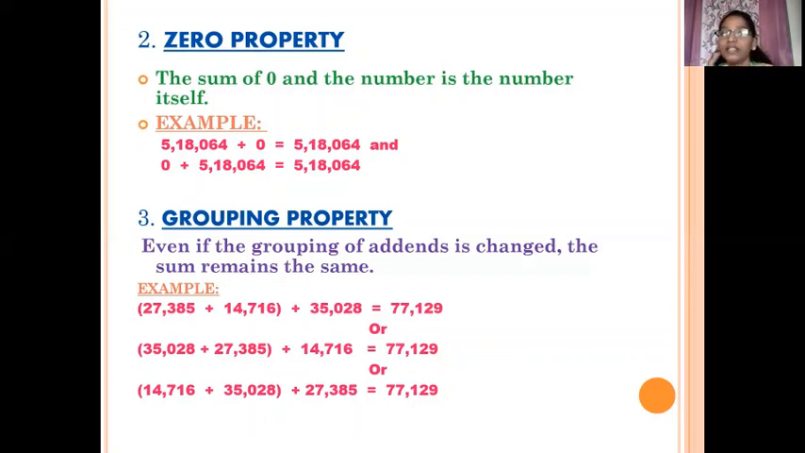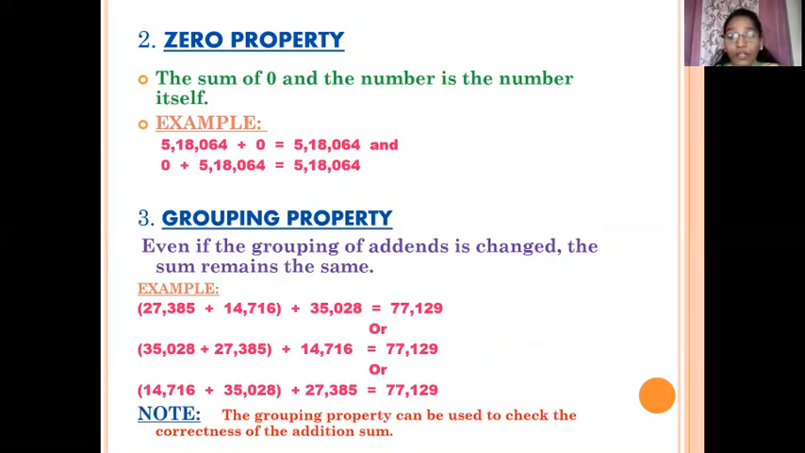Second one is zero property. When you add a large number with 0 or 0 is added with a large number, you get the number itself. Third property is grouping property. Even if the grouping of the addends is changed, the sum remains the same. Right? So, note children, it's very important. The grouping property can be used to check the correctness of the addition sum.